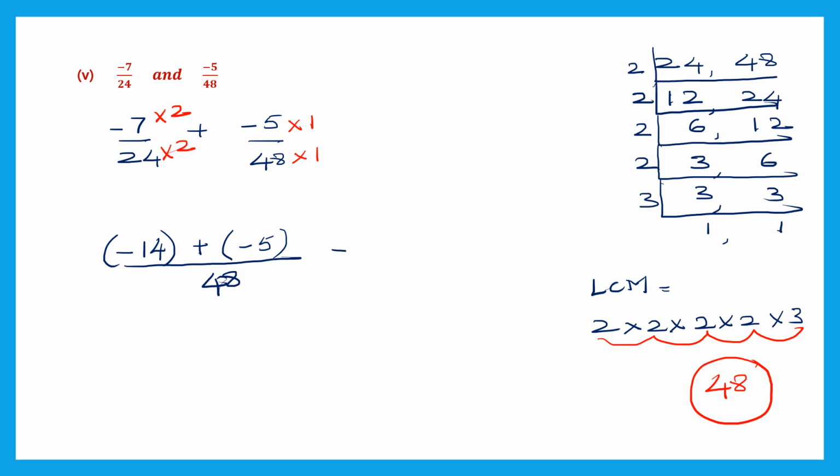Signs are the same. So let's put the same sign and add. 14 plus 5 is 19. So minus 19 and the denominator is 48. Now this cannot be reduced to the lowest term. So this is our final answer. Minus 19 by 48.